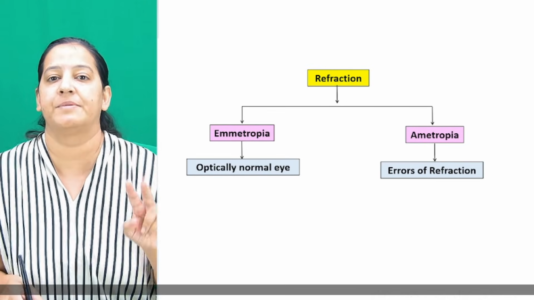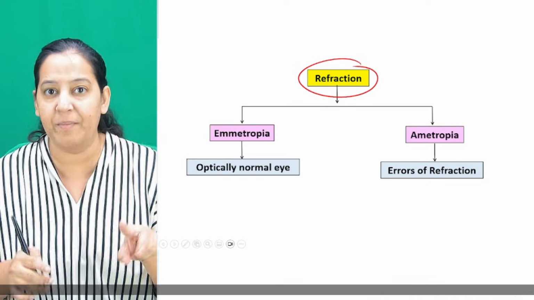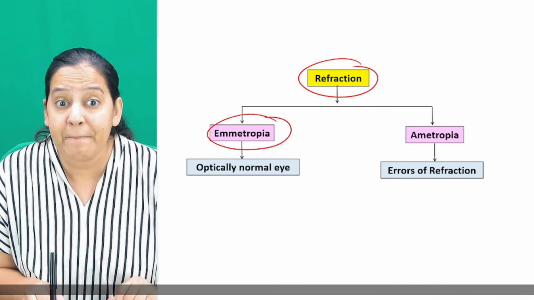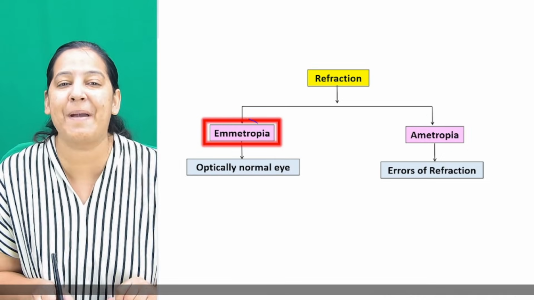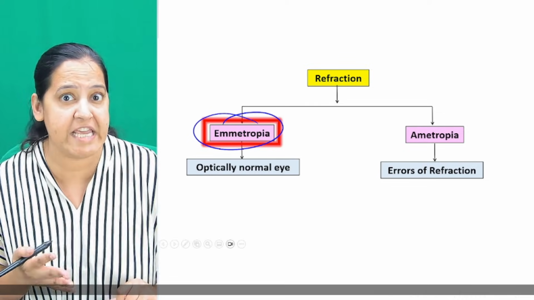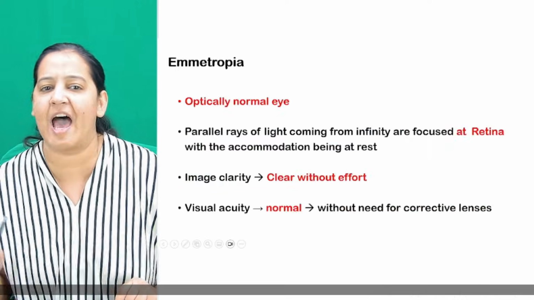I taught you two terms related to refraction in the human eye: emmetropia and ametropia. What do you mean by that? What is emmetropia? Emmetropia is the optically normal eye. The eye is absolutely normal.